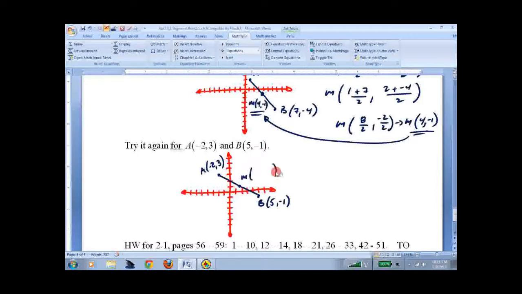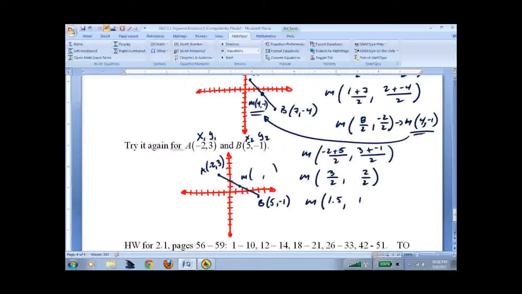It looks like halfway. We'll see. M is -2 plus 5 over 2. And I'm going to do this one all the way down. That's 3 over 2, which is just 1.5. Could have left as 3 over 2. And this one is 3 plus -1 over 2. I should have labeled these. Always label, make your life as easy as possible. That gives me 2 over 2, gives me 1. That looks pretty good. We got 1.5 comma 1.